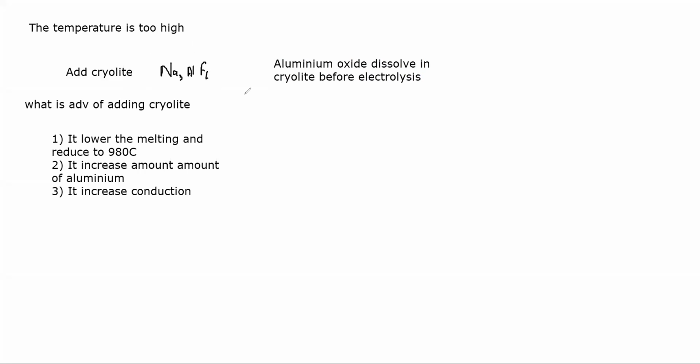No, we are not melting a substance and then adding cryolite. We add cryolite and the mixture is of aluminum oxide and cryolite, and then we supply heat energy and melt it. So it can melt at about 980 degrees centigrade, which is an advantage. It reduces the cost.